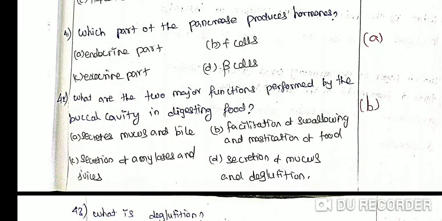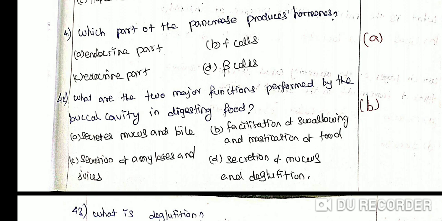Which part of pancreas produces hormones? Option A endocrine part, option B F cells, option C exocrine part, option D beta cells. The correct answer is option A endocrine part.